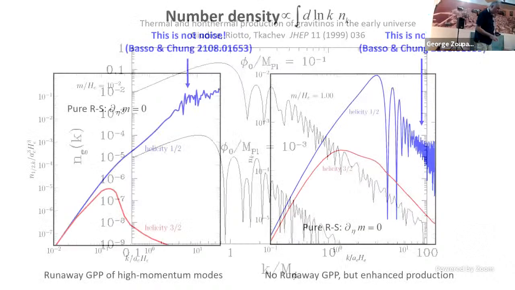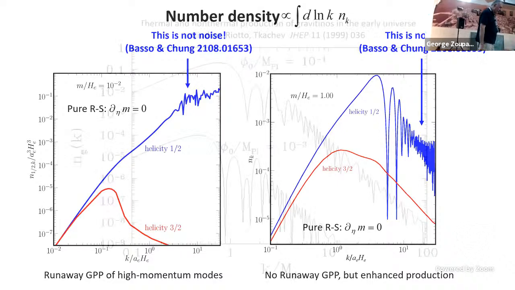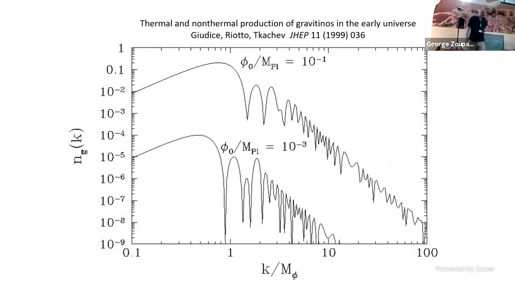So I wanted to say a word about these oscillations here. When I wrote the code to do this calculation, I saw all these crazy things that look like noise, and I spent a month trying to figure out what was wrong with my calculation. Then my collaborator pointed out that there's nothing wrong with my calculation. Those oscillations are seen in other calculations also. This is from the paper of John Giudice, Tony Riotto, and Igor Tkachev.